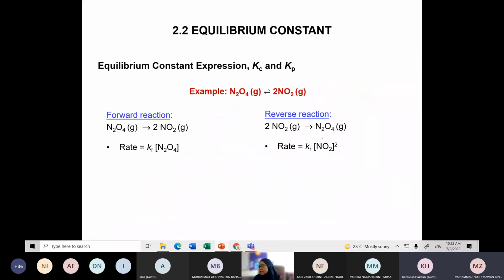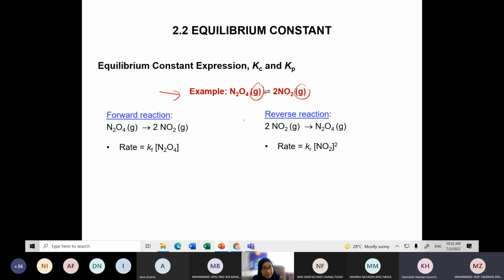Okay, let's look at the process. At the end of the day, we get the product over reactant for Kc. Consider this reaction: we have N2O4 in gas state in equilibrium with 2 moles of NO2, also in gas state.